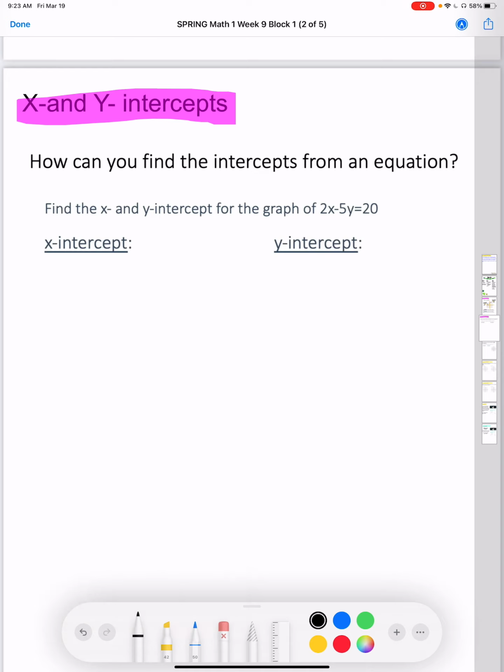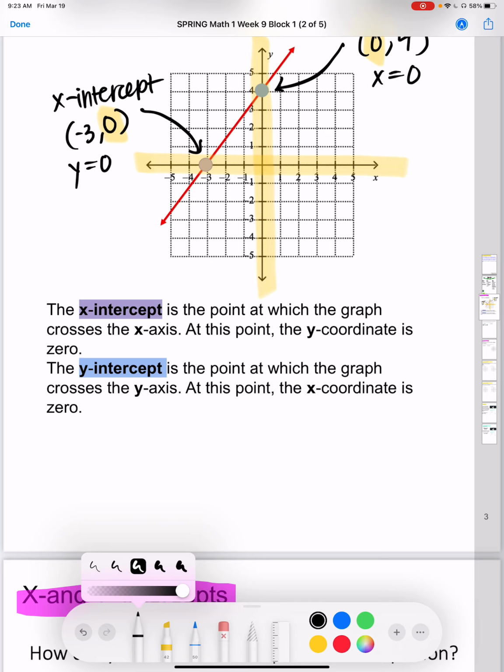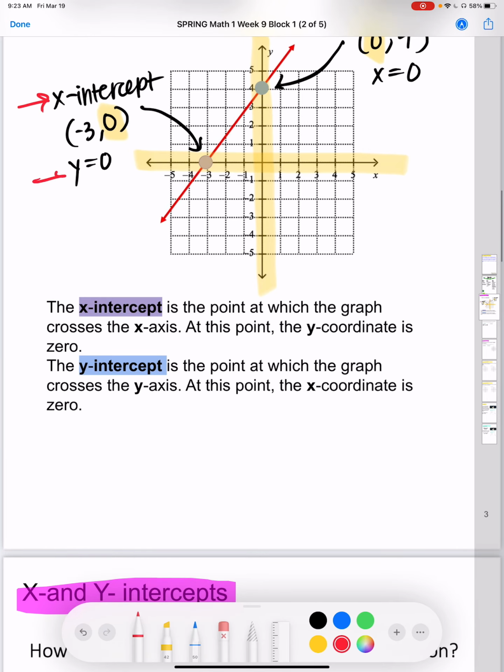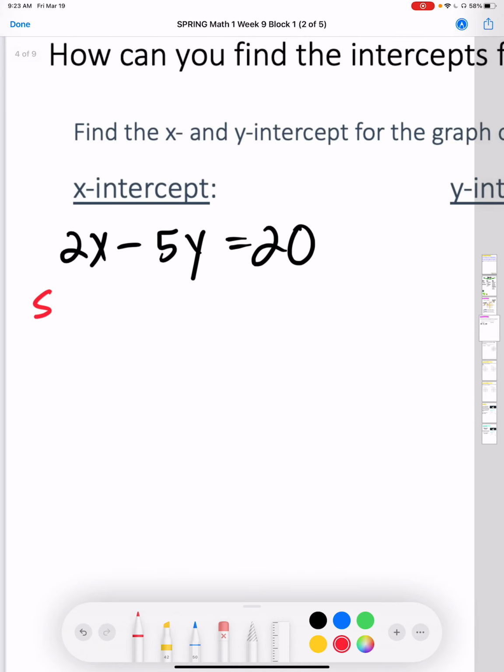I'm going to rewrite my equation of 2x minus 5y is equal to 20. We just spoke earlier and said that when you have an x-intercept, it just so happens that that happens whenever y is equal to 0. So I can actually use that to my advantage and substitute. So I'm going to substitute y equals 0 if I'm finding an x-intercept. Okay, so let's go ahead and do that.